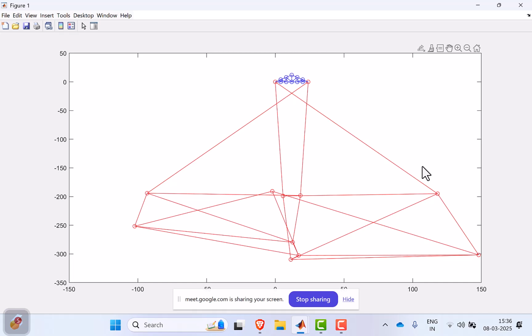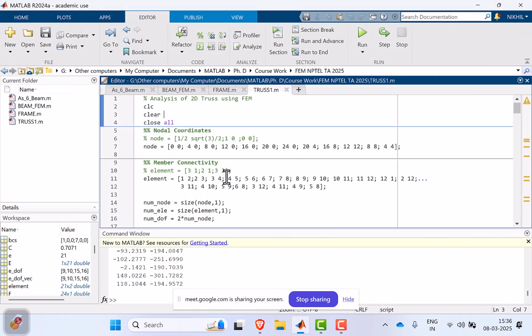I think because the values of E and A are given as very large. Yes, E and A generally are not one. Since this is a truss and we have given them as one, it will show you bigger displacements. So all this is done.